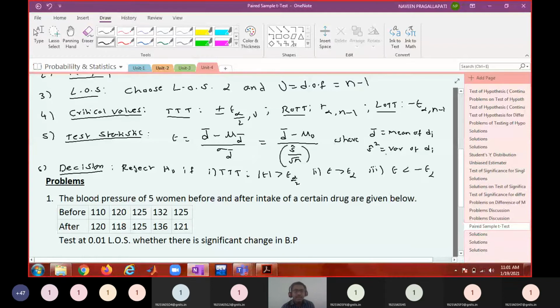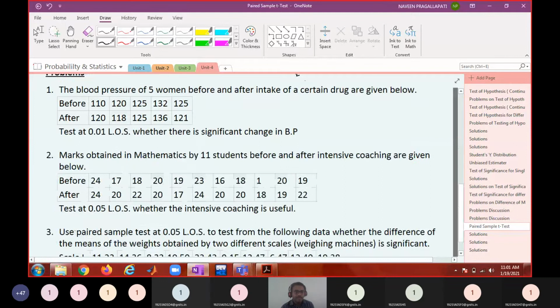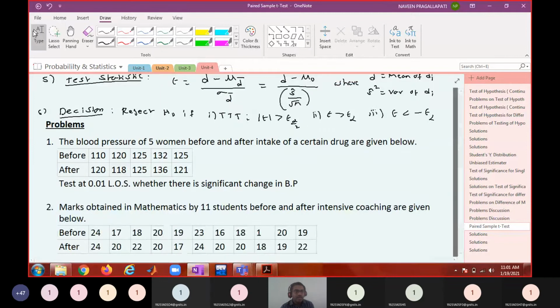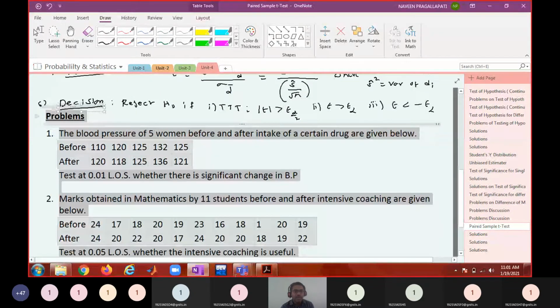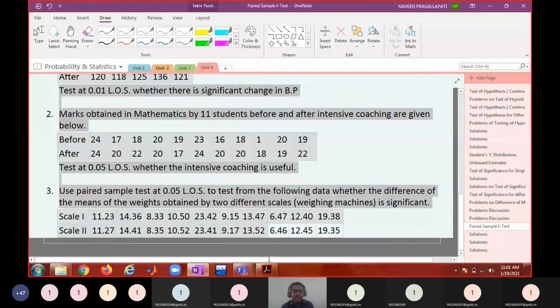So this is about the paired sample t-test. So all of you note down the first problem.